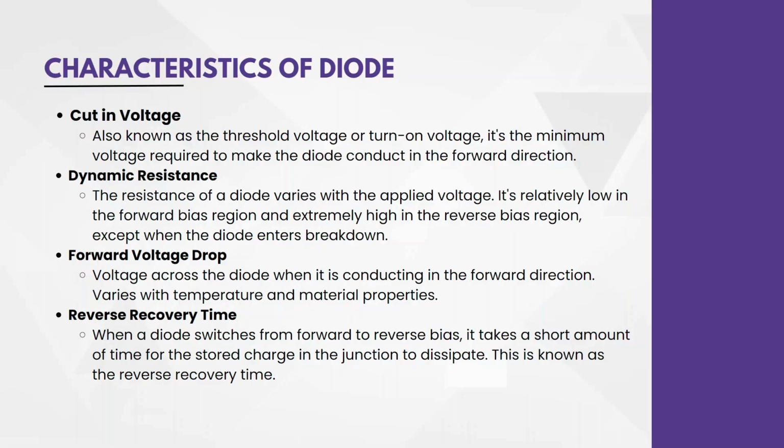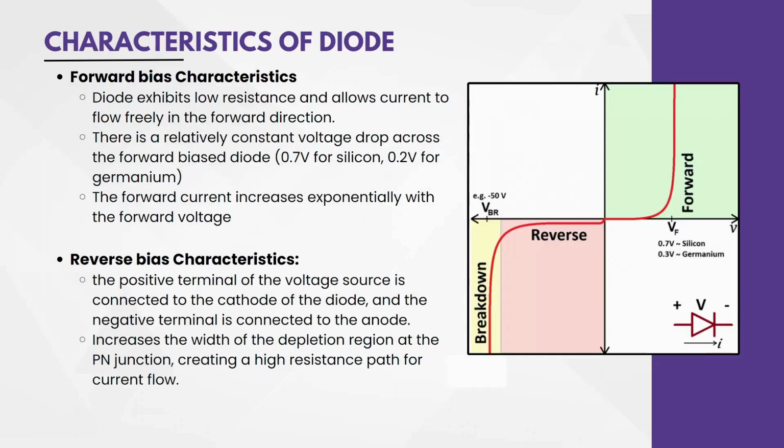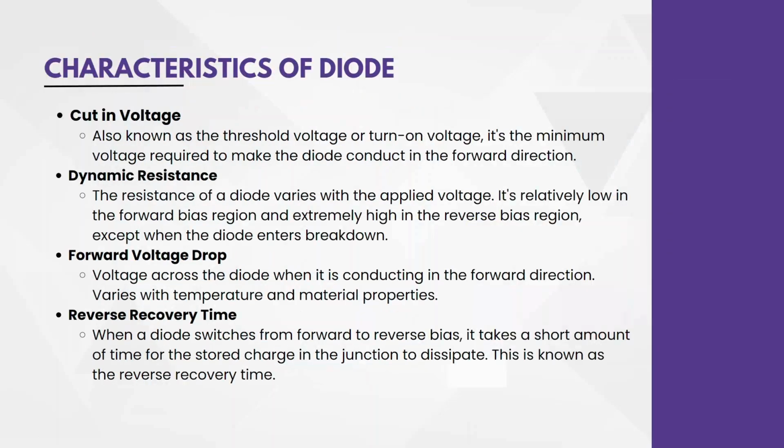Another important characteristic of a diode is the reverse recovery time. So when a diode switches from forward to reverse bias, there will be some amount of stored charge. And for this charge to get dissipated, the diode consumes some time. This time is called the reverse recovery time. So if you can see this line, there is a slight kink over here or a slight bend. So for a diode to dissipate that amount of energy, it will take some time.